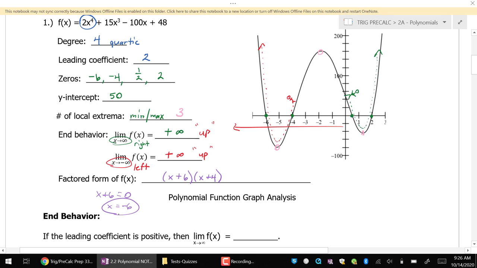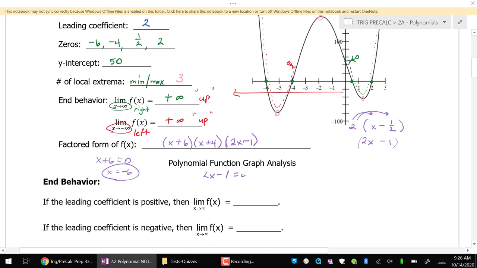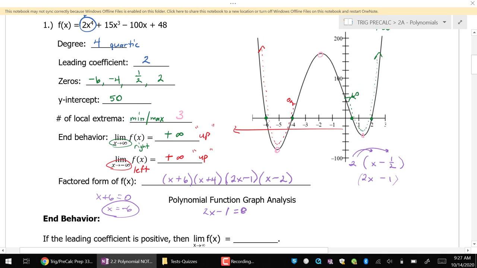1/2 is a little bit trickier. So if I think of x minus 1/2, what I really want to do is get rid of that denominator. So what if I multiply that by the 2? Distribute here. We'll get a 2x minus 1. And that's actually maybe a better factor for us to write down here for that 1/2. So 2x minus 1. You can check that. If you set that equal to 0, we should still get positive 1/2. And then finally, positive 2 is a 0, so there's my last factor of x minus 2. This is called factored form of the polynomial.